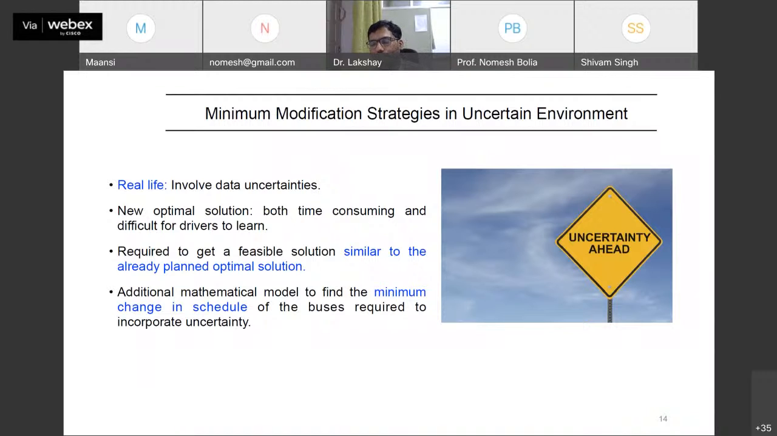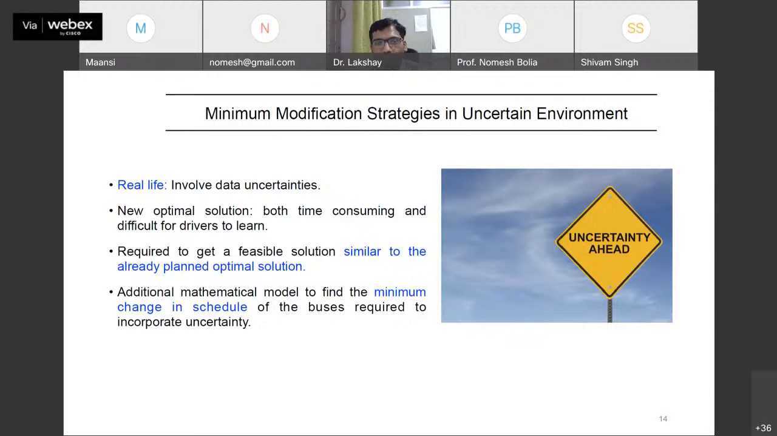What happens in this kind of uncertainty? There are many ways to solve uncertainty. There is stochastic optimization, there is robust optimization, all those ways are there. But what we are focusing on here is feasibility. Feasibility means that as soon as some uncertainty is there, what is the minimum possible change we need to make in the plan such that all the people are evacuated with that uncertainty consideration. So this is known as a minimum modification strategy. We are doing the minimum modification that is possible.